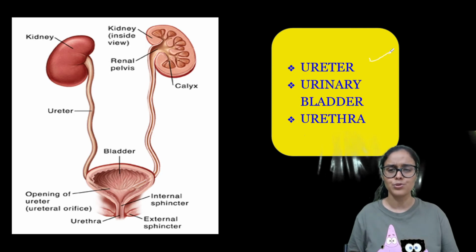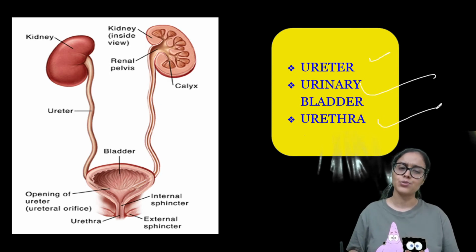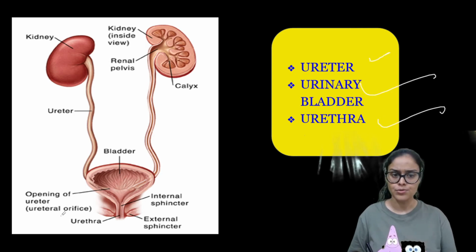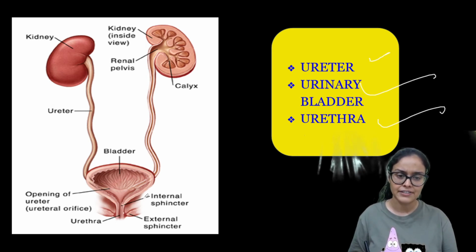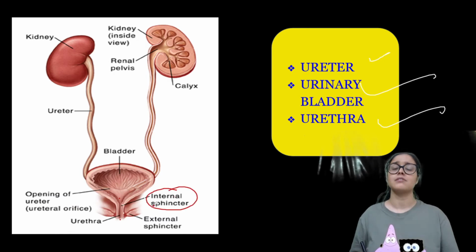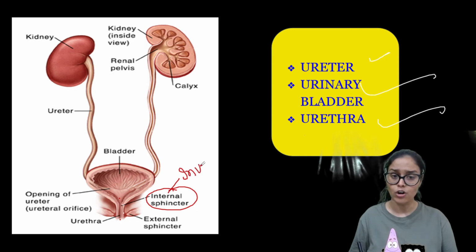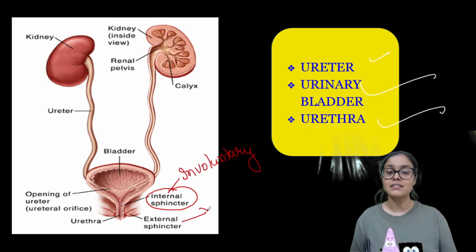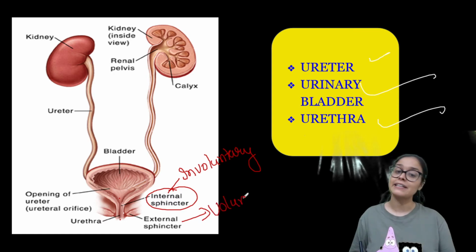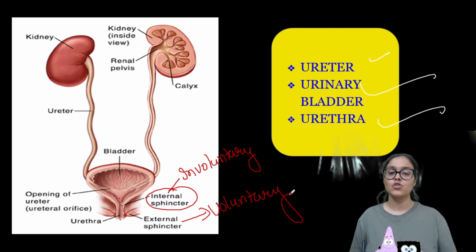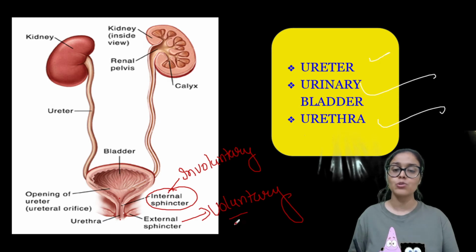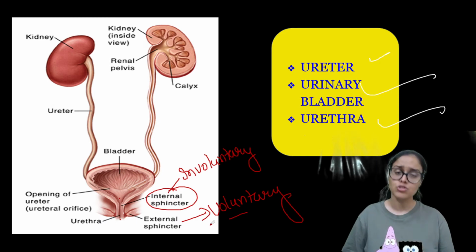Ureters I have told you. Urinary bladder I have told you. Urethra I have told you. So obviously at the opening of the urethra we are having the internal sphincter. A sphincter is like a door, है ना? तो urethra and urinary bladder के बीच में there is a sphincter. Internal sphincter is involuntary, not in our control, and external sphincter is voluntary, it is in our control. So obviously we can control it up to a certain limit.